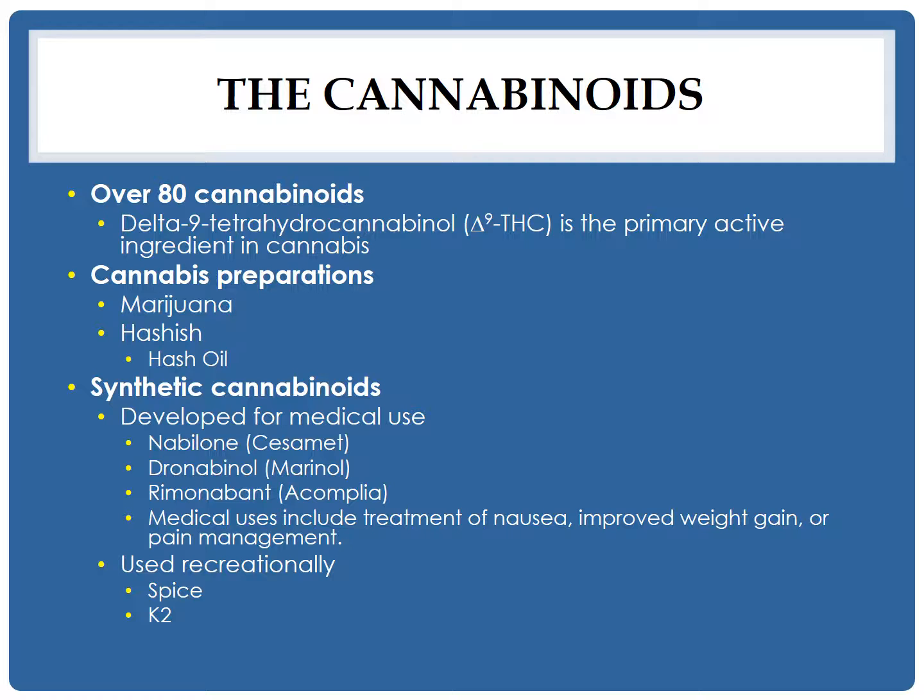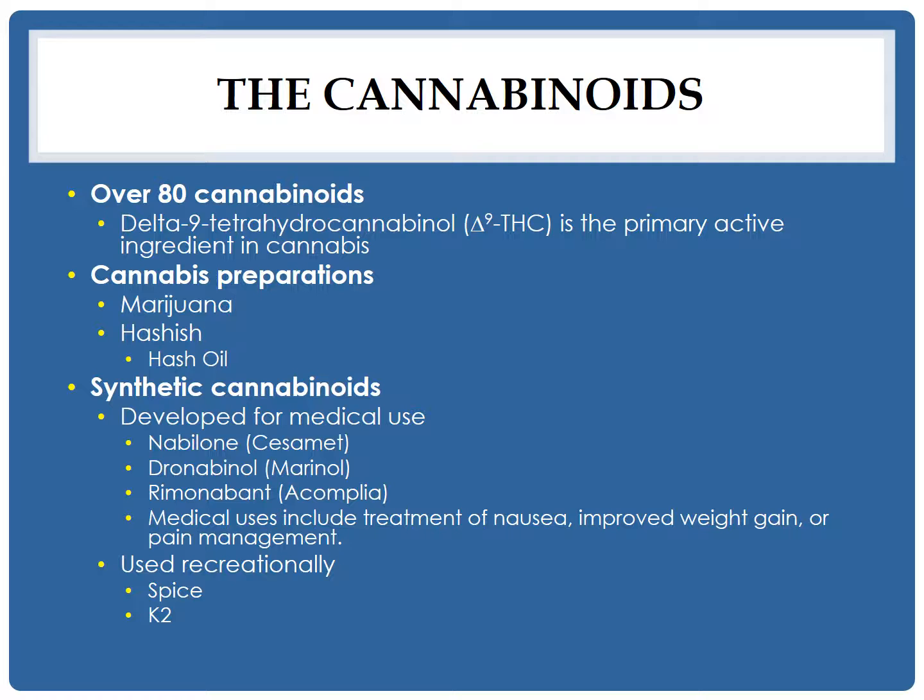And then hash oil is purified hashish. It's basically boiled in alcohol or another solvent, and then the residue is filtered out to get a more purified product. So then natural cannabinoids come from the cannabis plants. Synthetic cannabinoids can also be created, have been developed.